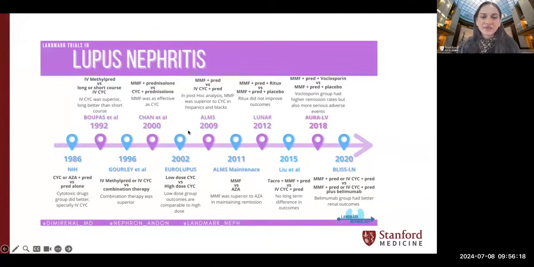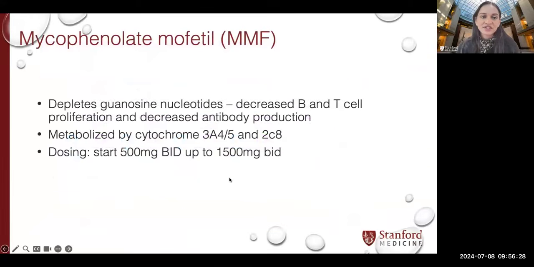So again, down the pipeline, that was initially studied, and then MMF or CellCept came about, about 10 years later, and we were really excited to have this new drug that depletes guanine nucleotides, so it decreases B and T cell proliferation and decreases antibody production. It is metabolized by cytochrome 3A4, so you want to look at certain interactions. And again, I'll usually start out with 500 milligrams twice a day, but if I'm doing induction treatment, I'll get them to three tablets twice a day for this drug.